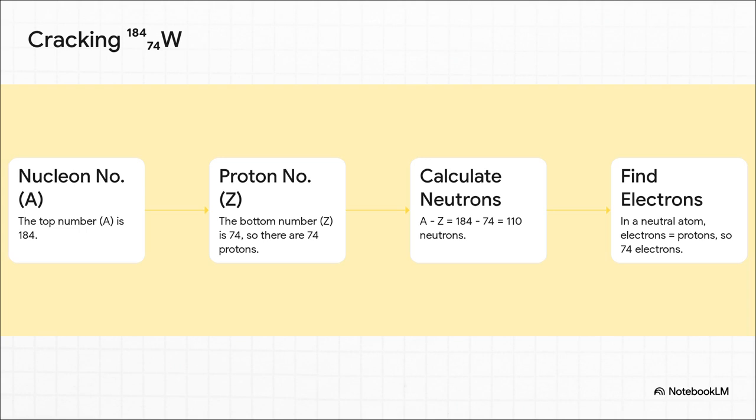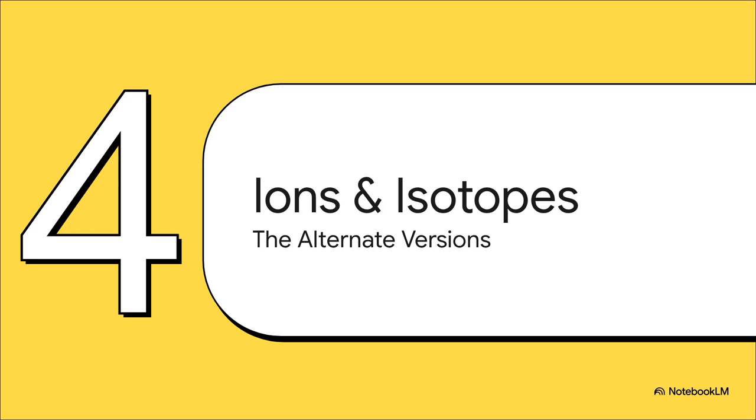And because atoms start out neutral, the number of negative electrons has to match the number of positive protons. So 74 protons means 74 electrons. See? Simple as that. So, what happens if we start changing these numbers? This is where we get some really cool variations of our standard atom. Let's talk about ions and isotopes.